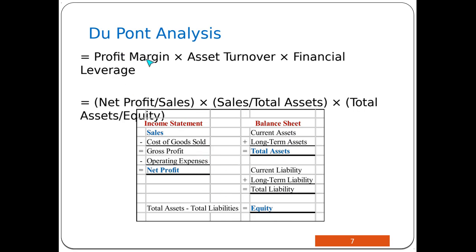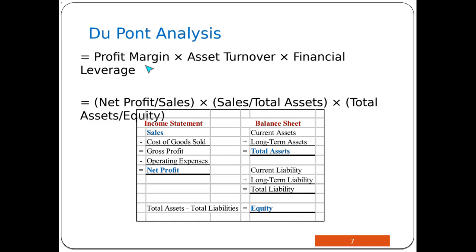So we have the first, the profit margin, which is net profit divided by sales. So we have net profit right here divided by sales. That gives us the profit margin. Then asset turnover, we have the sales, again comes from the income statement, divided by total assets, which comes from the balance sheet. The third is the financial leverage, which is the total assets divided by equity. So we have the total assets, that's a balance sheet number. And the equity is also a balance sheet number. So we take the total assets divided by equity, and we have the financial leverage.